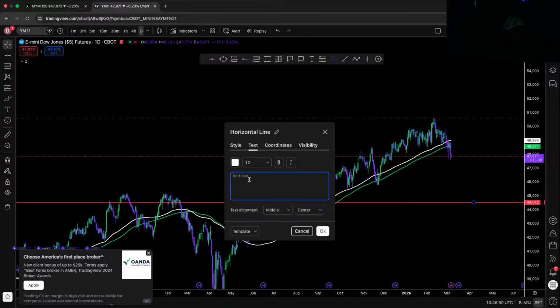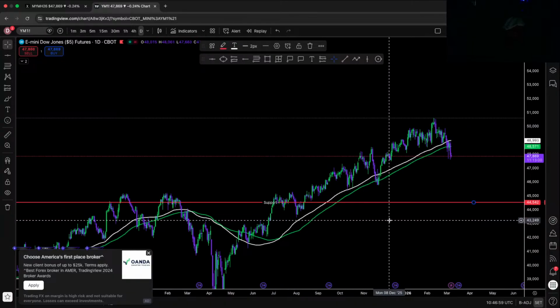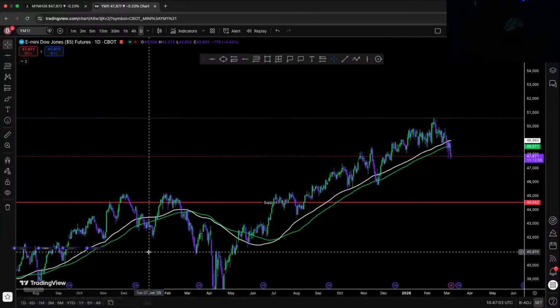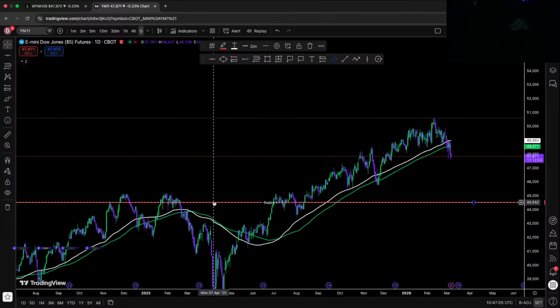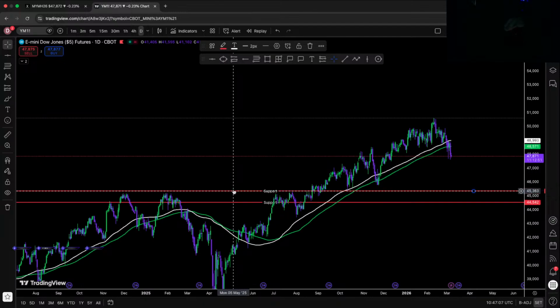I always like to do the text, support, and I put it in the middle. So it's right in there. It looks clean. I like it. So from there, next one I'll copy it.